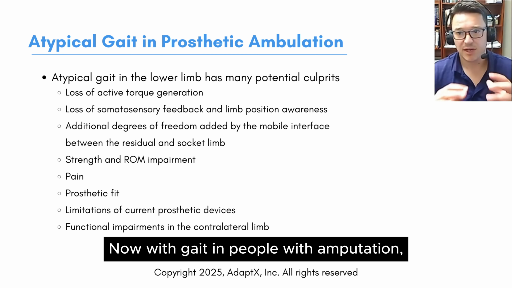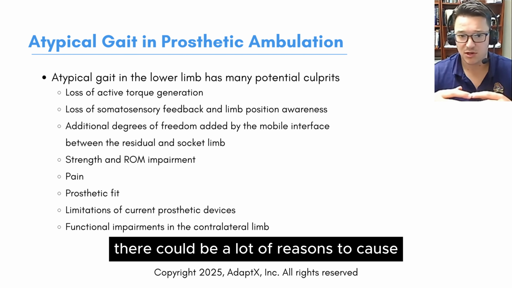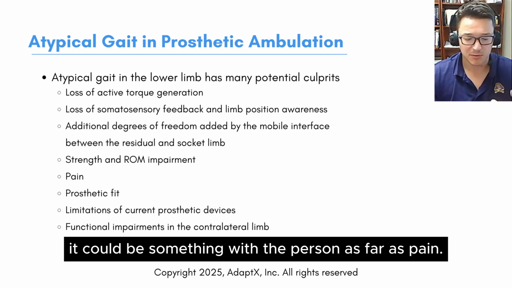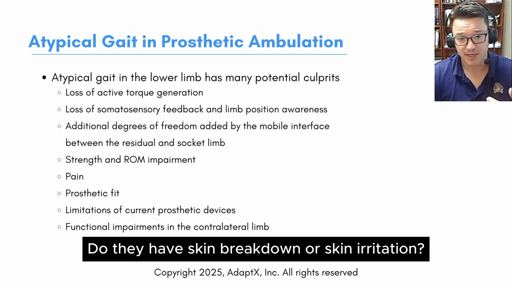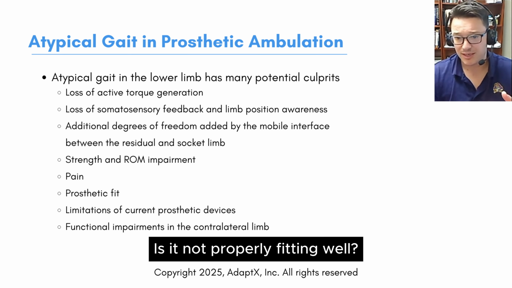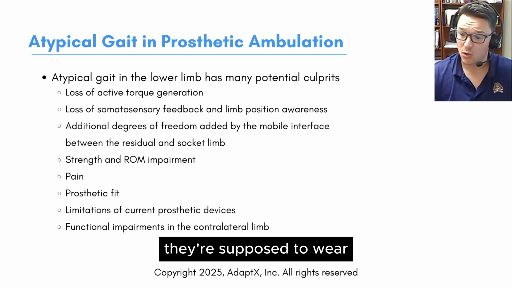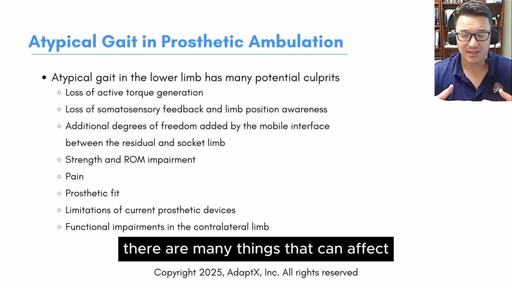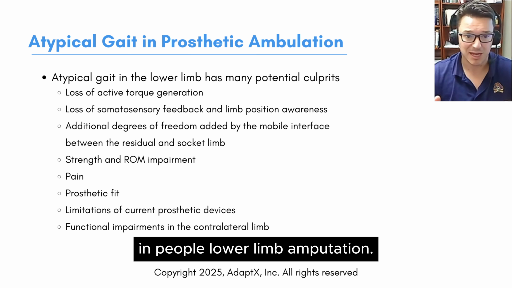Now, with gait in people with amputation, there could be a lot of reasons to cause atypical gait. It could be something as far as the device itself. It could be something with the person as far as pain. Is there something wrong with the residual limb? Do they have skin breakdown or skin irritation? Is it not fitting well? Is that fluctuating over the course of the day, and they're not actually keeping up with the amount of socks they're supposed to wear to keep a good fit between the socket and the residual limb? So there are many things that can lead to atypical gait in people with lower limb amputation.